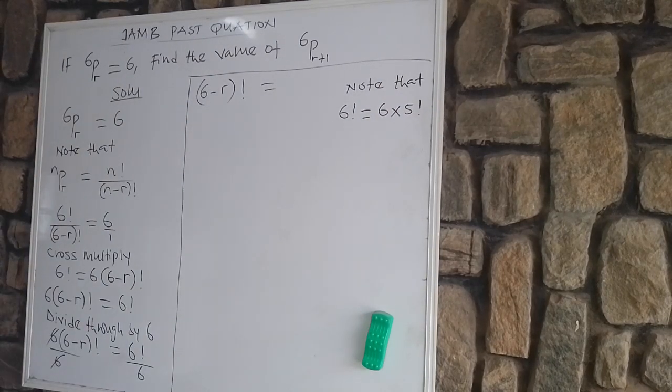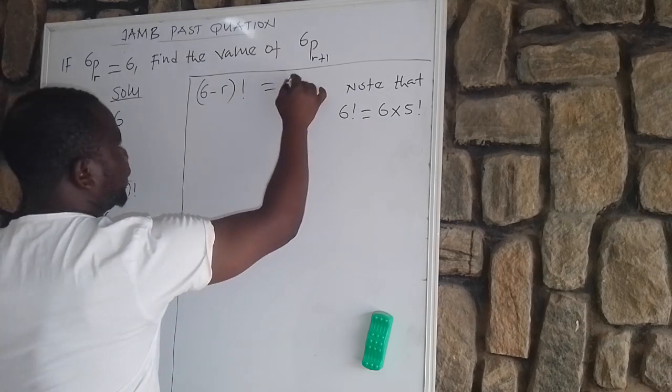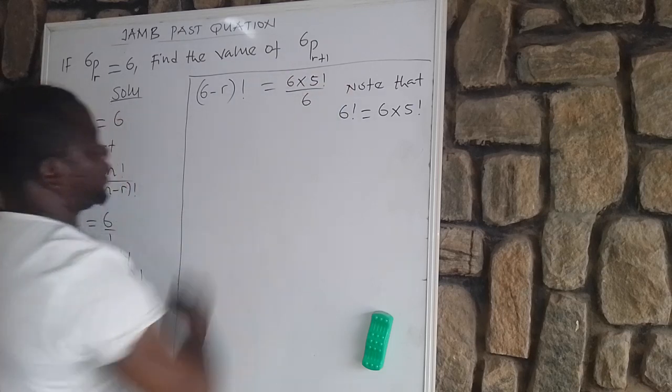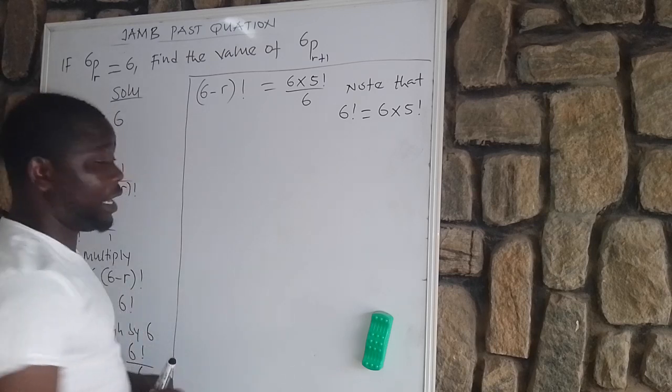So instead of 6 factorial, we are going to write 6 times 5 factorial all over 6. That's mathematics for you. It's the same answer you are going to get.